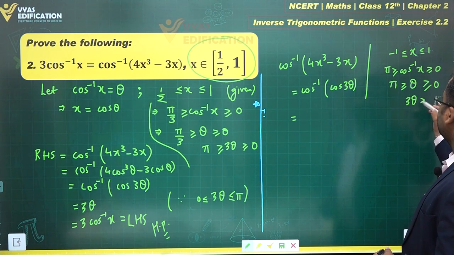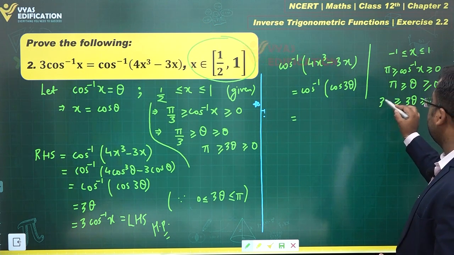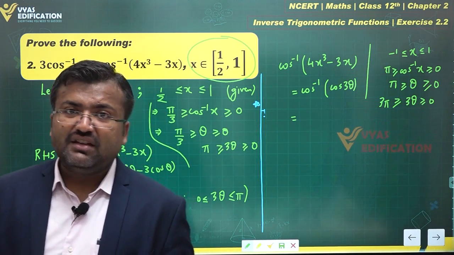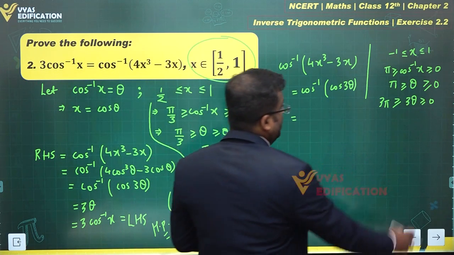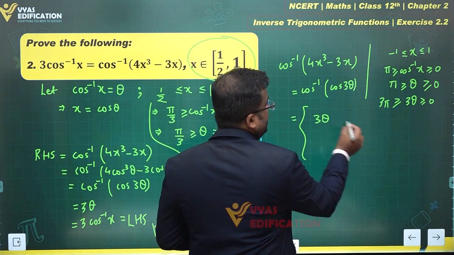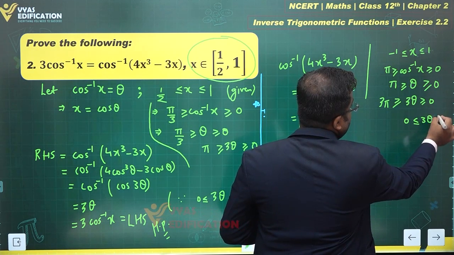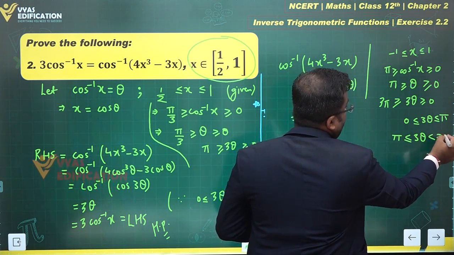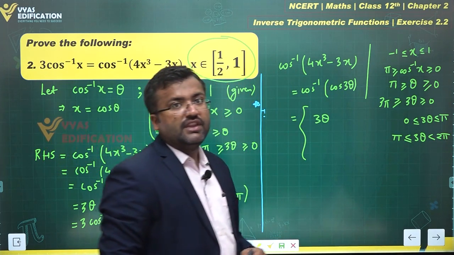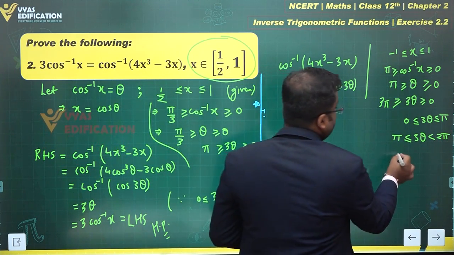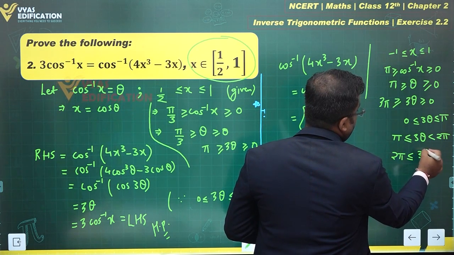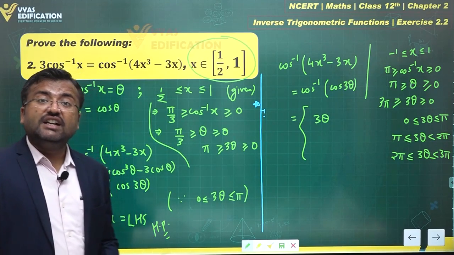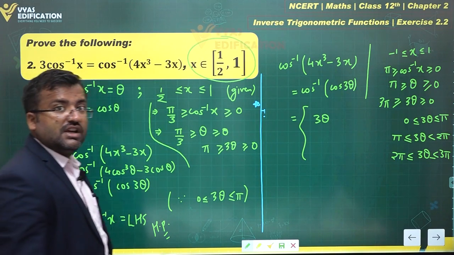What next? 3 theta will be greater than equal to 0, less than equal to 3 pi. So we'll need definitions from 0 to pi. From 0 to pi, it is very simple that you will have 0 less than equal to 3 theta less than equal to pi. After pi, what happens to the values of 3 theta up to 2 pi? And what after that interval? You'll have to look at the other definitions of this cos inverse cos theta.